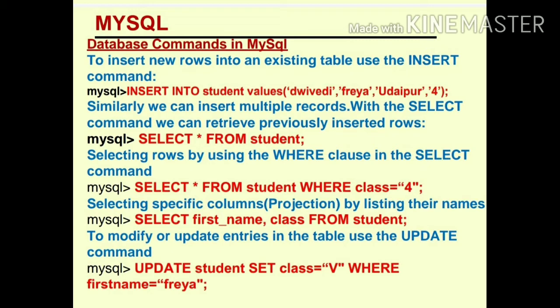Next is the update command. It is a DML command. It is used to make changes in an already existing row. Update table name, set class equals to 5, because I want to set the value of class as 5. If I do not use where, then the value of class will be 5 for all the rows. But here we are using where first name is Freya. So only those students whose first name is Freya, their class will be set as 5.